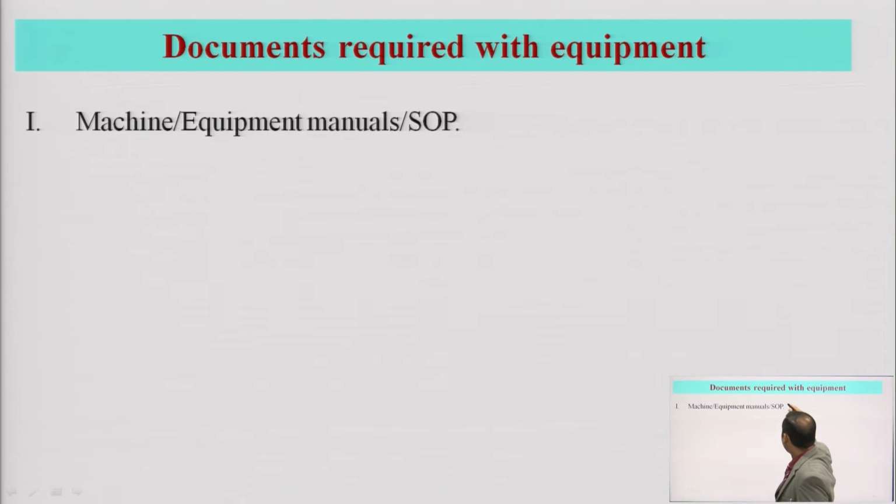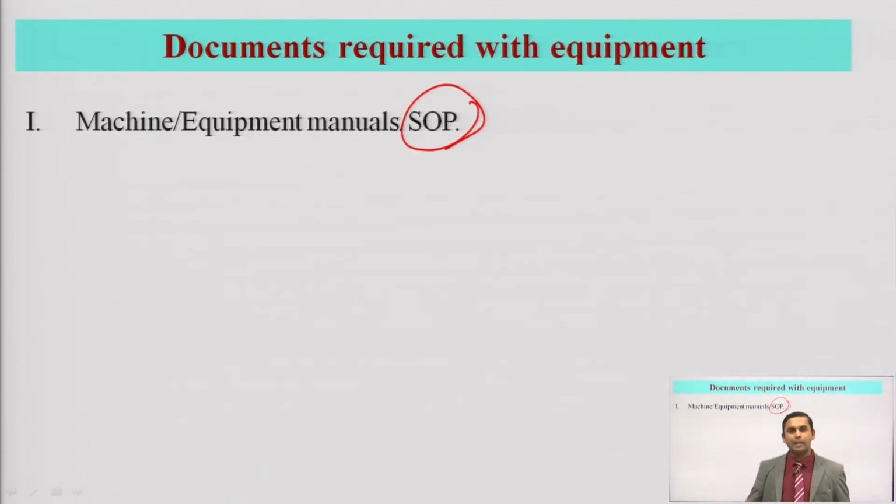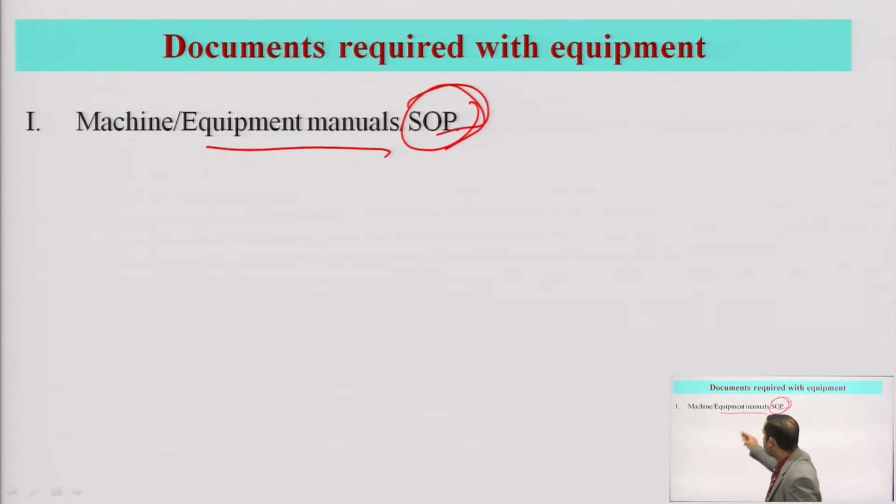I hope this word is so much familiar to you people, SOP, because in your college or universities or in your laboratory, most of the time your teacher might be telling you SOP, SOP, SOP: prepare the SOP and put it on the wall, prepare the SOP and put it associated with your machine, right? Standard operating procedure. So, SOPs including various manuals or machine manuals are actually required.